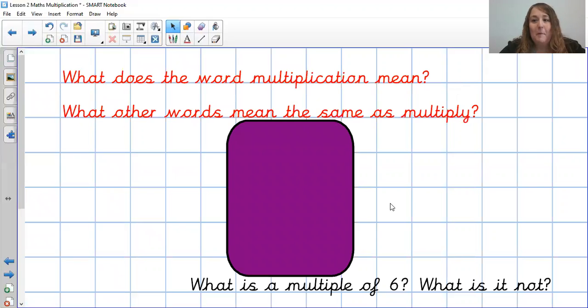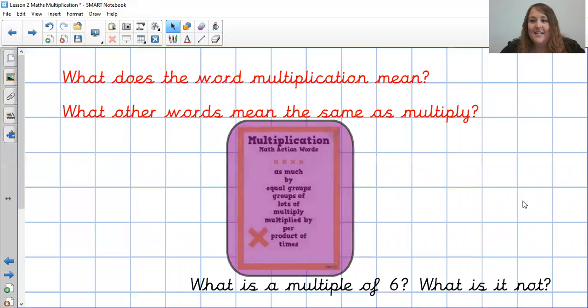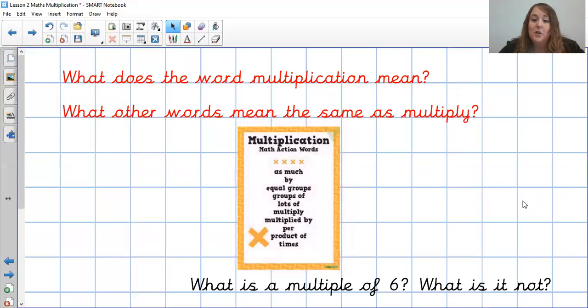Okay, next part, multiplication. Now we know we're focusing on multiplication today, but what other words do you know that mean the same as multiply? Can you think of any? Again, you can pause at this point, or if not, the answers are under here. So there can be words like as much, by, equal groups or groups of, lots of, multiply, multiplied by, per, product of, or times. So any of those words mean the same as multiply.